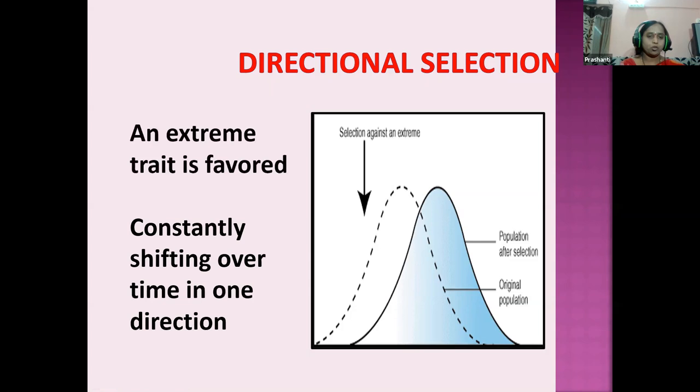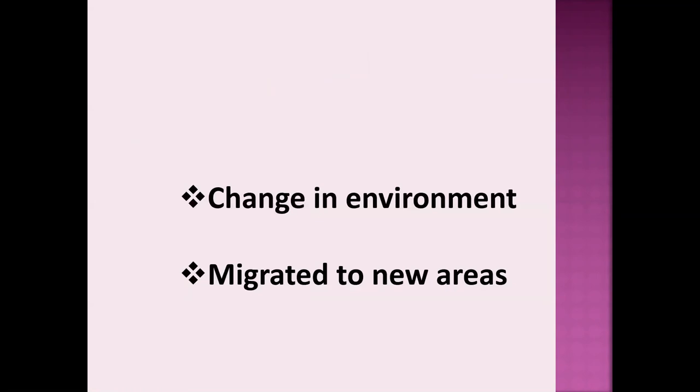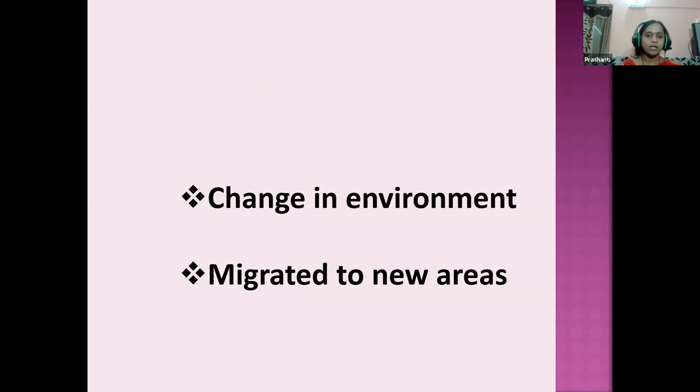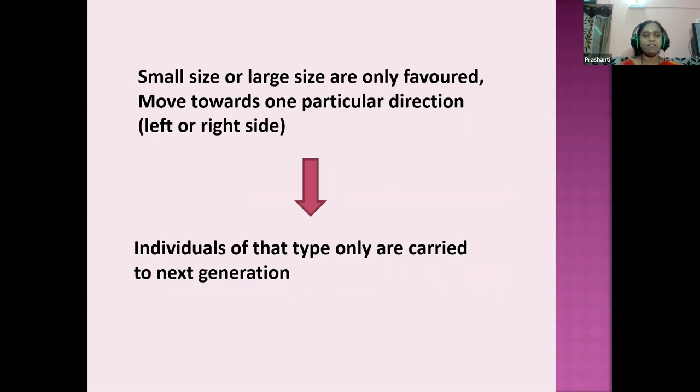So only one extreme, might be right or left, is favored. And why directional? It might be due to a change in environment or migrating to new areas; directional selection will take place. So only the small size or the large size is favored, not the intermediate individuals, children. So they will be moving towards the right or left side, and individuals of that type only are carried to the next generations.